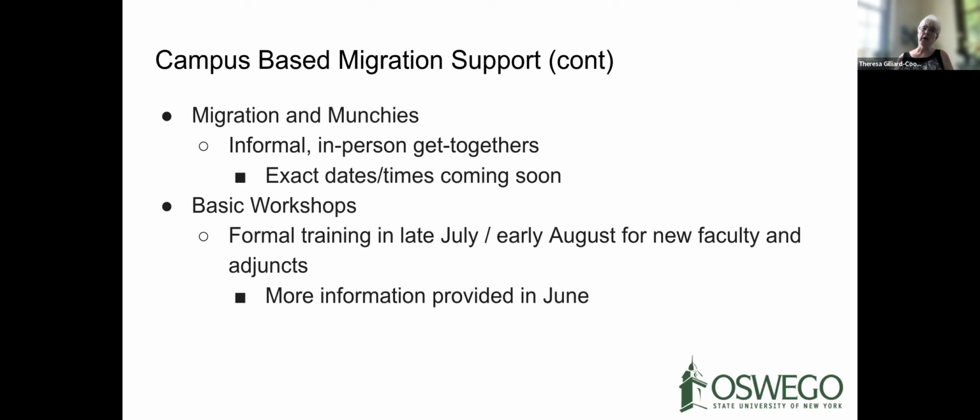We will be doing some basic workshops, and those will be formal training in late July and early August, with the audience being new faculty and adjuncts. There could be a delay in new faculty and adjuncts being able to access the DLE. So we don't want to hold them up. We want to make sure that they can at least get in and start setting up their course, start becoming familiar with the tool. And that information will be provided at some point in June, as we are able to figure out possible dates and how we want to manage those sessions.